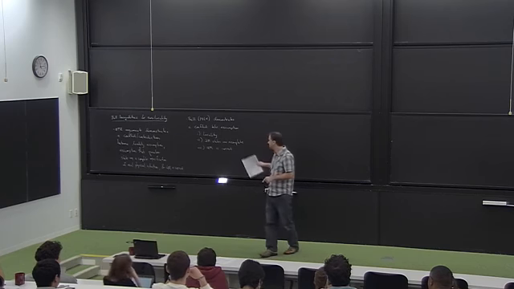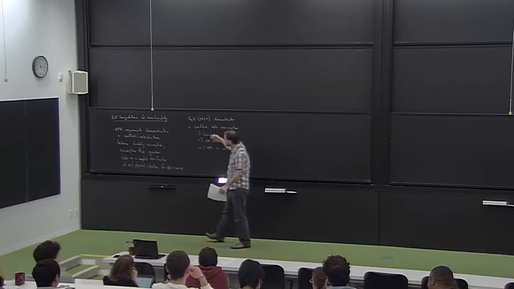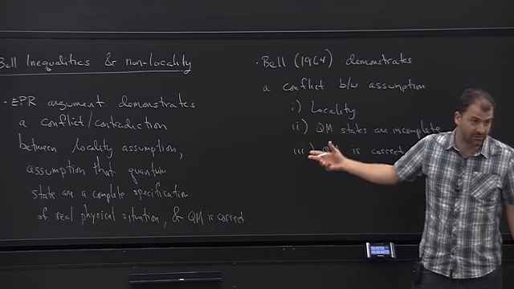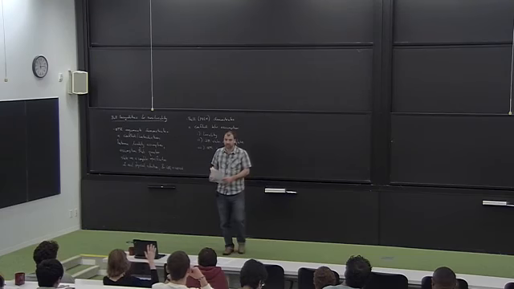So now Bell's point is, well, let's imagine that quantum states are not complete. Is there still a conflict with locality? And we're going to show the answer is yes.